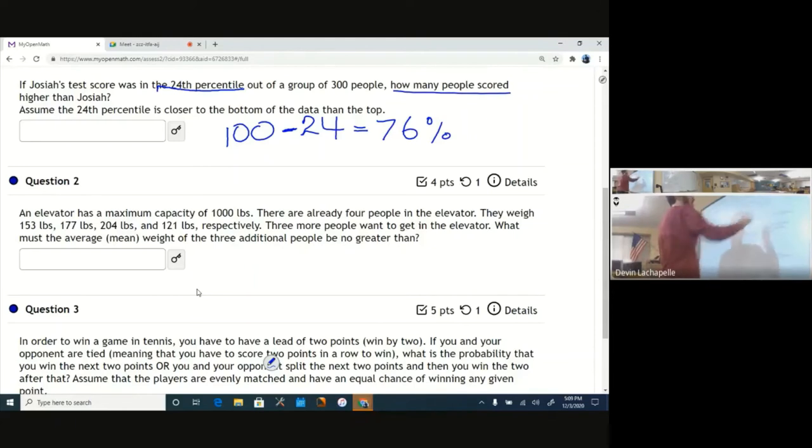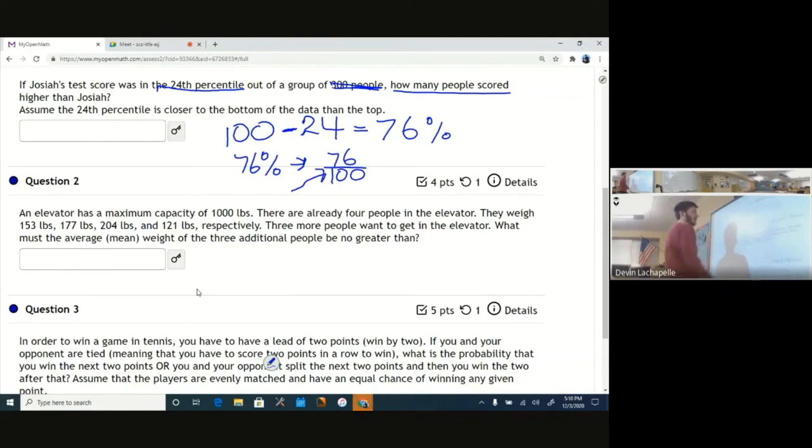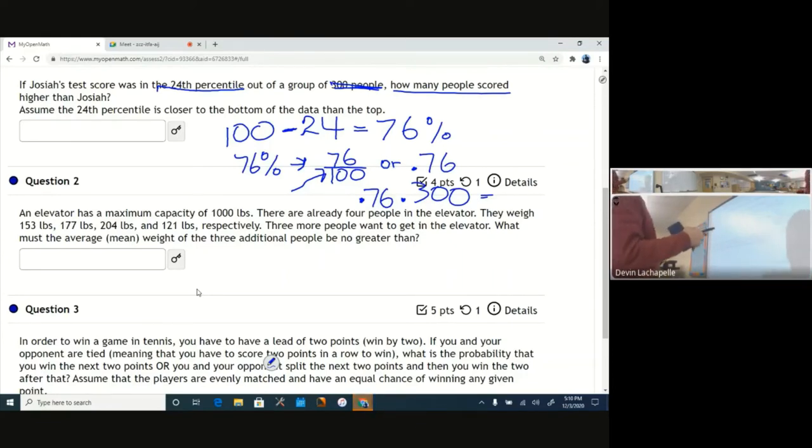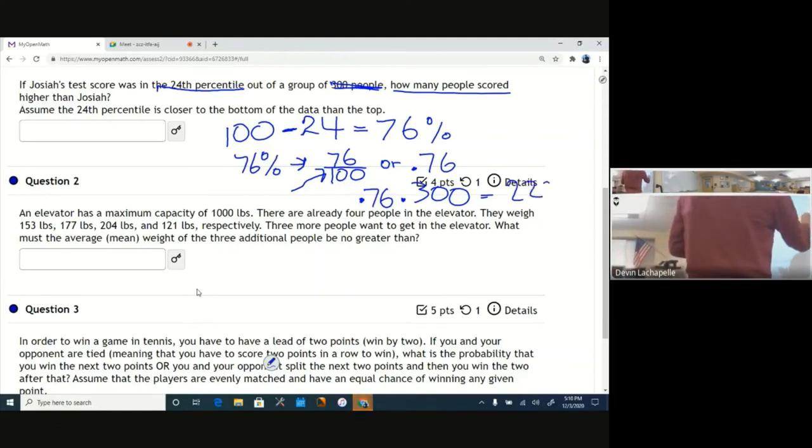But our question says, how many people out of 300? So we just have to say, all right, what's 76% of 300? Well, 76% is the same as 76 over 100, right? Percent means per 100. There's 100 cents in a dollar, 100 years in a century. So that's 76%. We could also represent it as 76 hundredths, as a decimal. So 76% of 300, let's just do 76 hundredths times 300. And if we do that calculation real quick, we get 228 people scored higher.